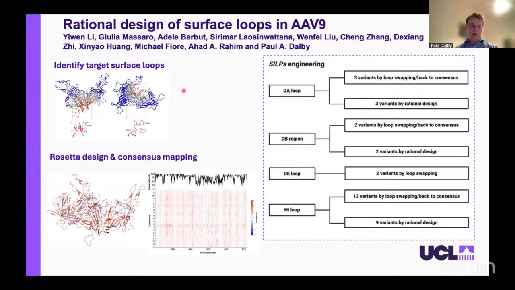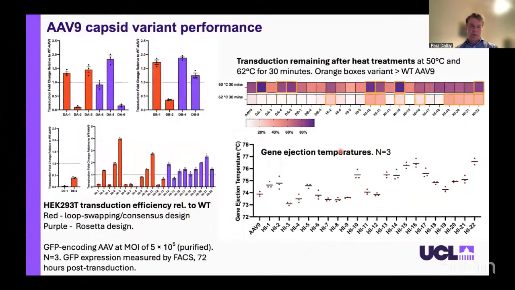So one approach we've taken is to look at surface loops and start engineering those and targeting them with different design approaches. And this is just a summary of the output results in terms of the kind of things you might get. Interestingly, with this kind of approach, just throwing mutations at particular loop sites, we've found that we can get improvements in transduction efficiency. We can get improvements in the overall stability of capsids through this approach.